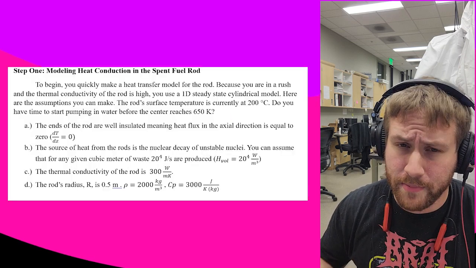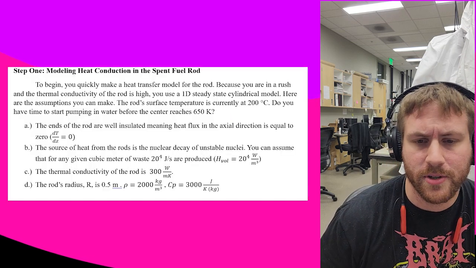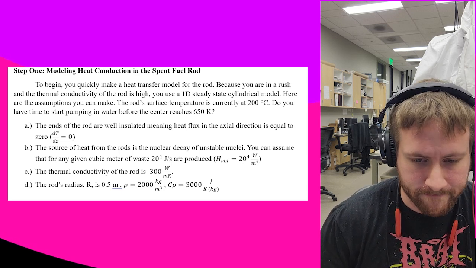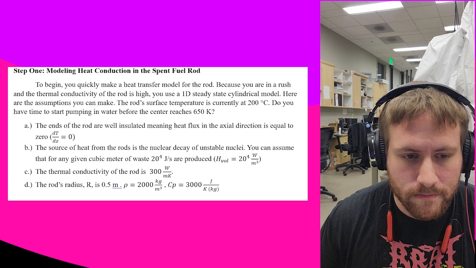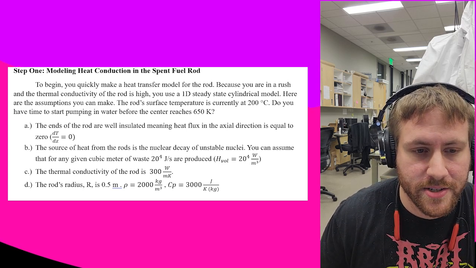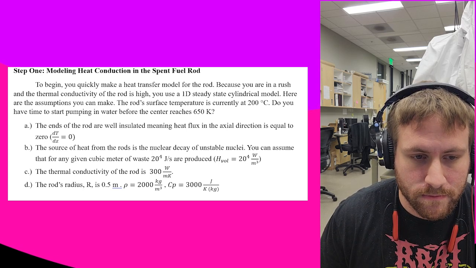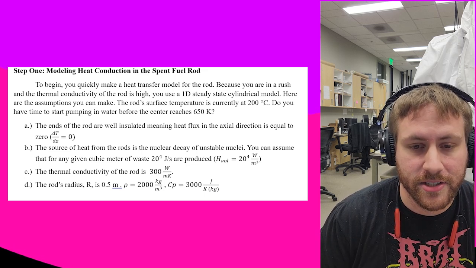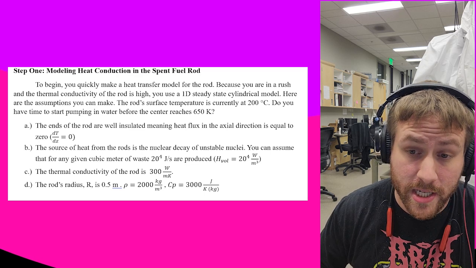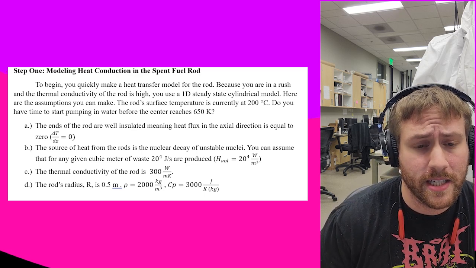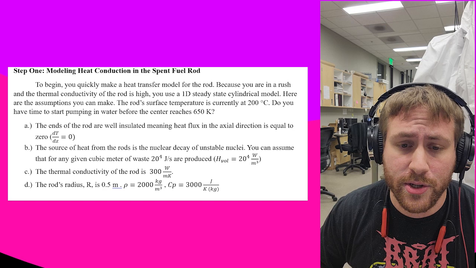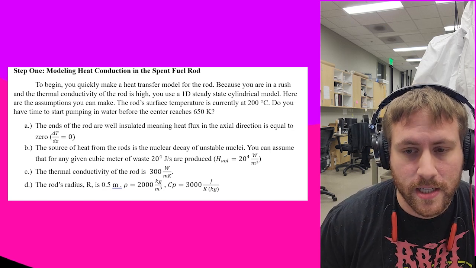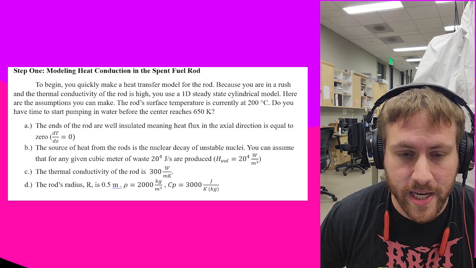This might be something closer to what you do in Transport 2, but I hope this is a good example of how to build a model. So I listed out a number of assumptions you can make. To begin, you quickly make a heat transfer model for the rod. Because you are in a rush and the thermal conductivity of the rod is high, you use a one-dimensional steady-state cylindrical model. Here are the assumptions you can make.